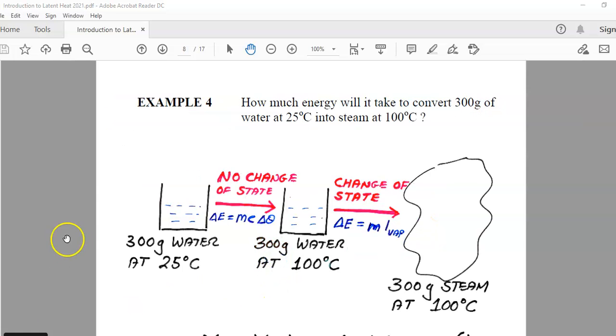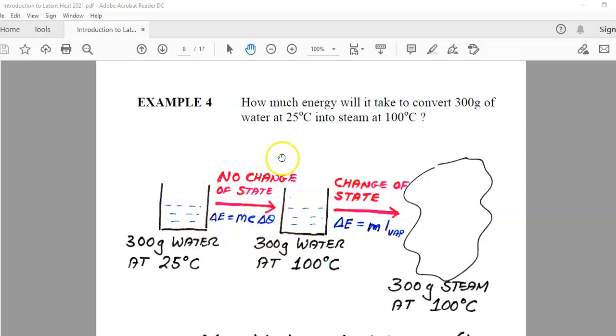And now we're going to continue on with another couple of examples. They're easy enough once you get your head around them. Example 4. How much energy will it take to convert 300 grams of water at 25 degrees into steam at 100 degrees? Well, I've visualized it here. 300 grams of water, 0.3 kilograms, into water at 100.